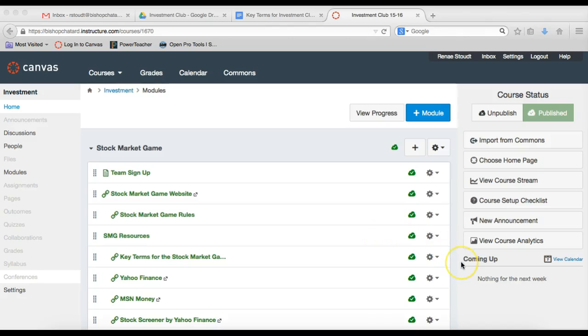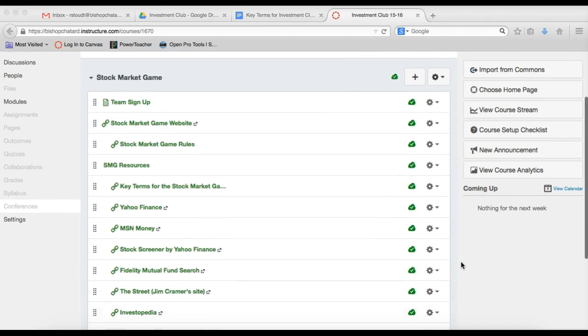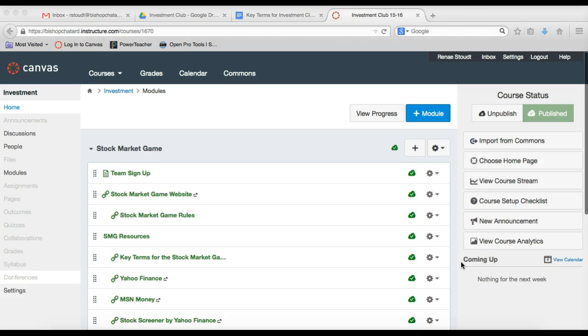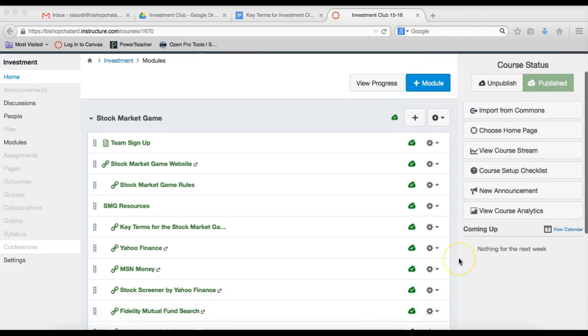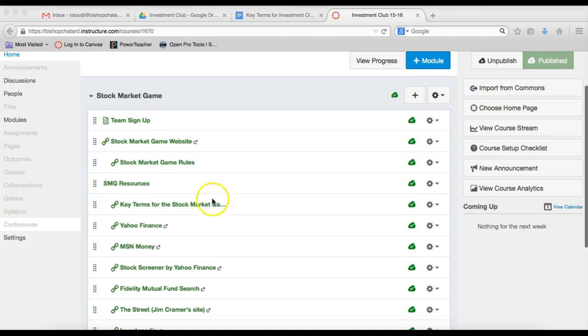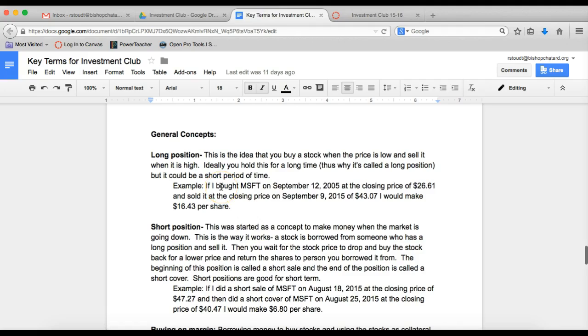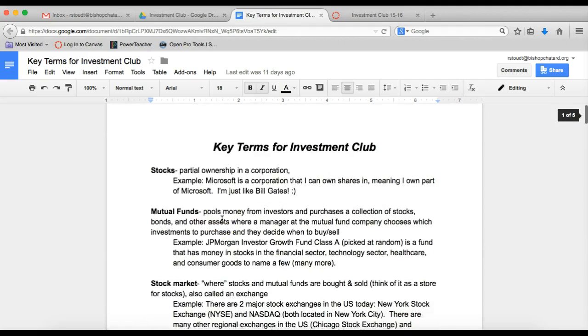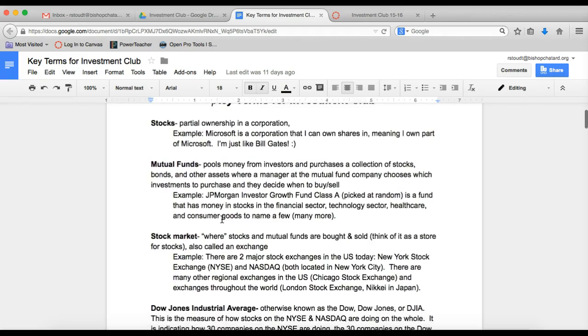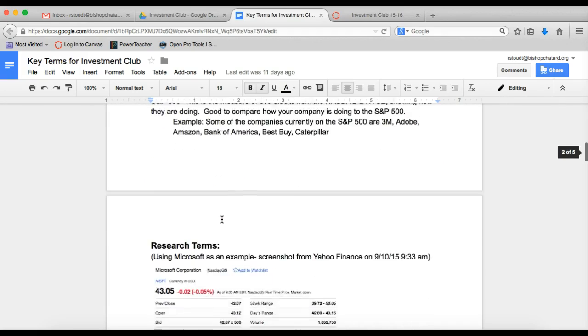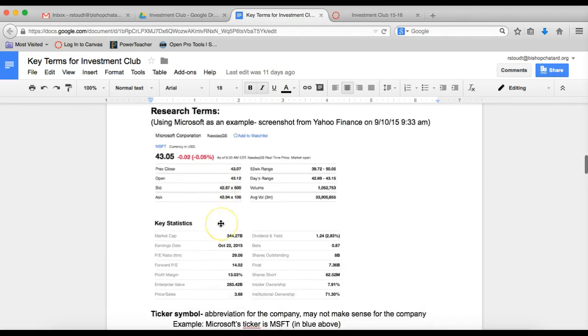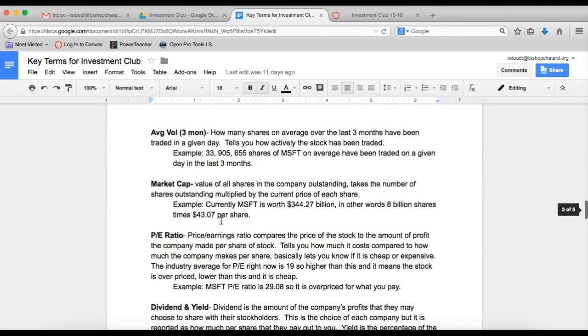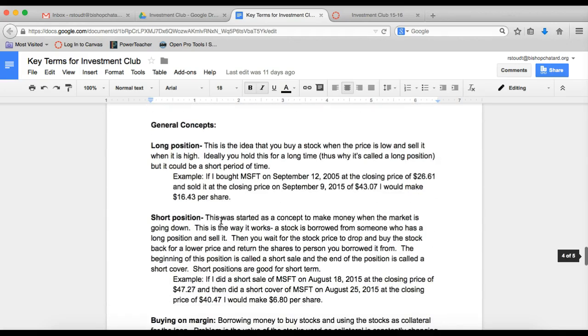Okay, in this video, I wanted to talk about some of the other resources that I have on Canvas for the stock market game. First thing that I wanted to show you is the key terms for the stock market game. I pulled this up in two other videos, and it started with the difference between stocks, mutual funds, the Dow, the S&P, all of that. And then I just went through the research terms with showing you Apple.